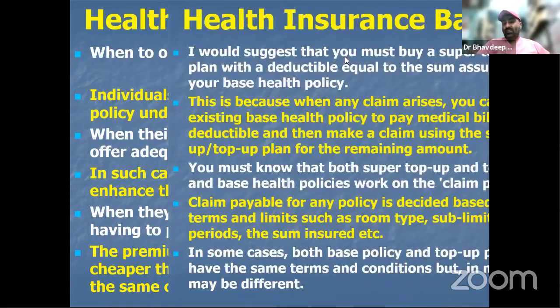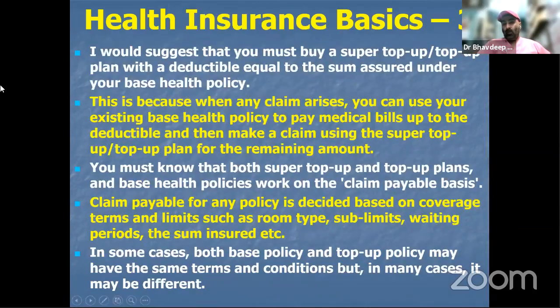So I would suggest that you buy a super top-up or top-up with a deductible equal to the sum insured under your base policy. If your sum insured is 5 lakhs, buy with a deductible and buy a plan of minimum 5 plus 5. Because if any claim arises, you will have the deductible up to that, and your super top-up will take care of the additional expenses.